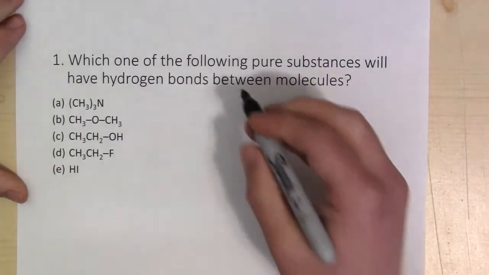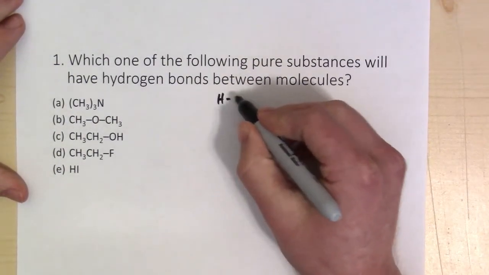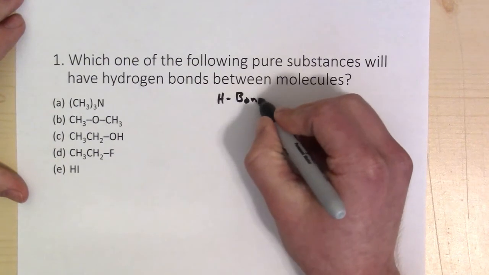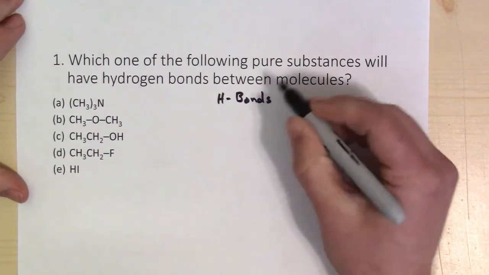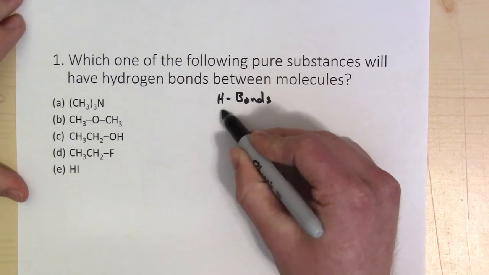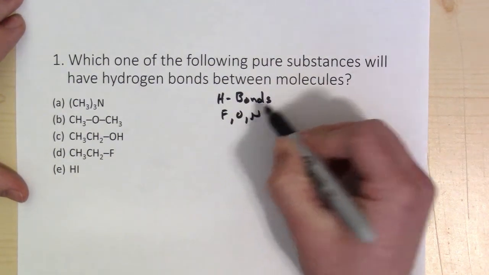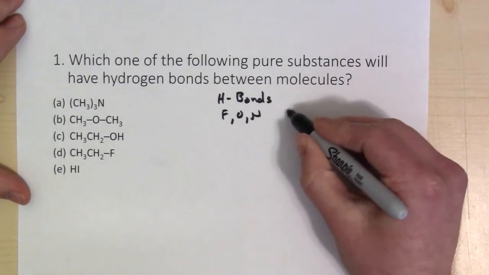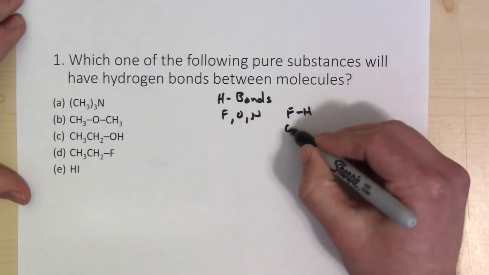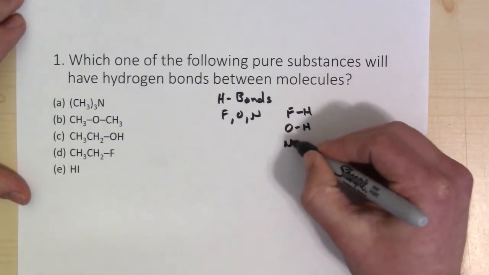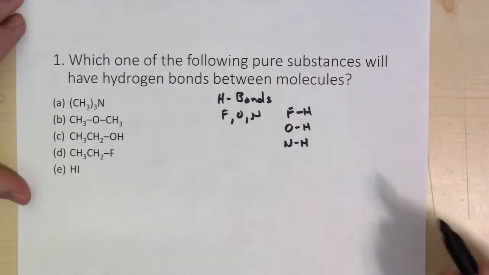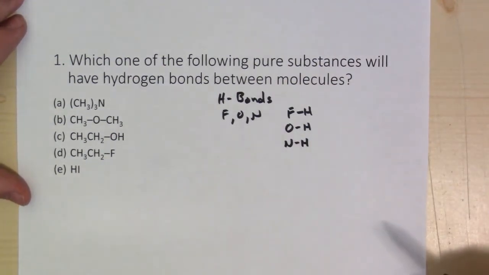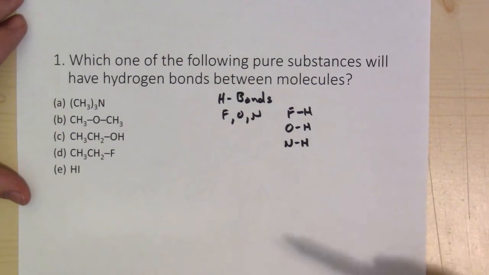So if you remember, to have hydrogen bonds, the molecule is going to need to have either a fluorine, oxygen, or nitrogen with a hydrogen bonded to that atom. So you'll need to see one of these three bonds within the molecule in order for the molecule to be able to bond with another of the same molecule.